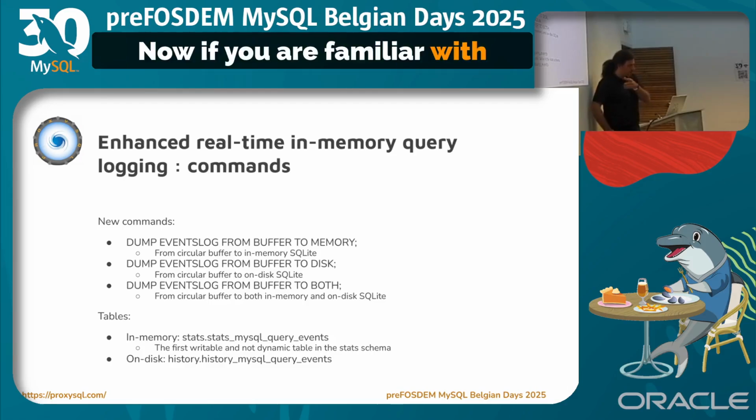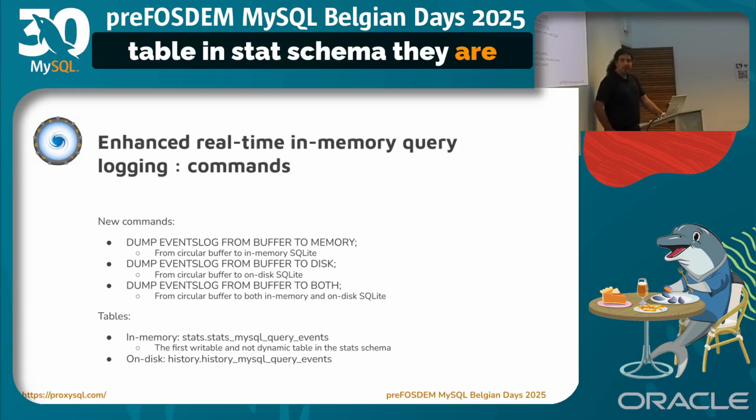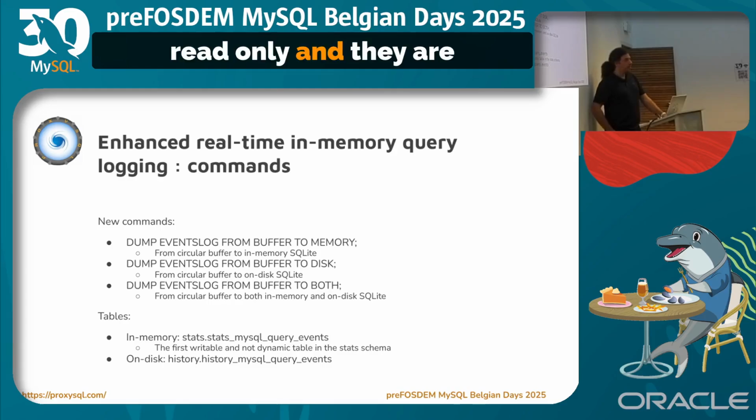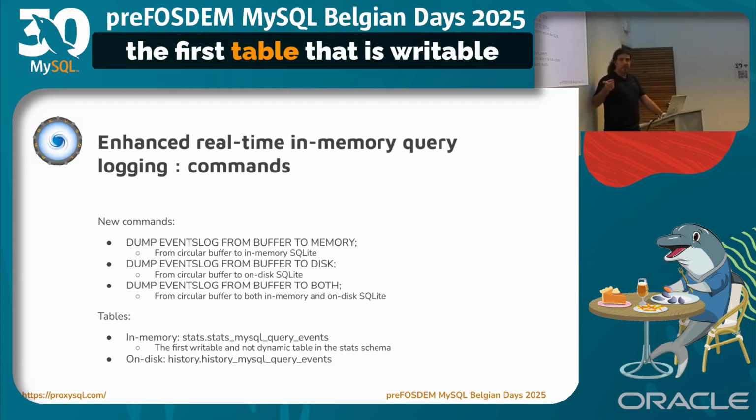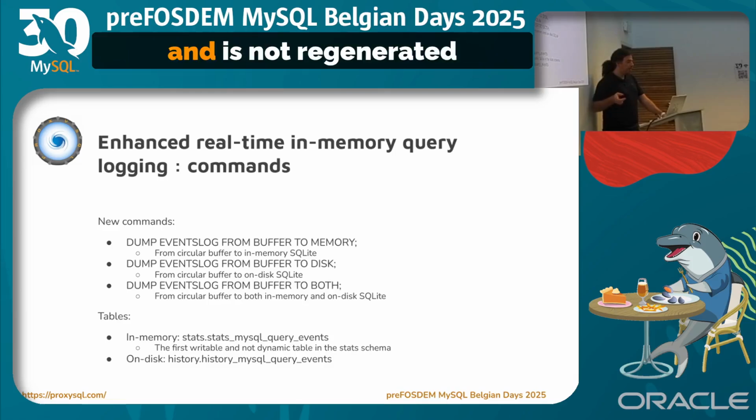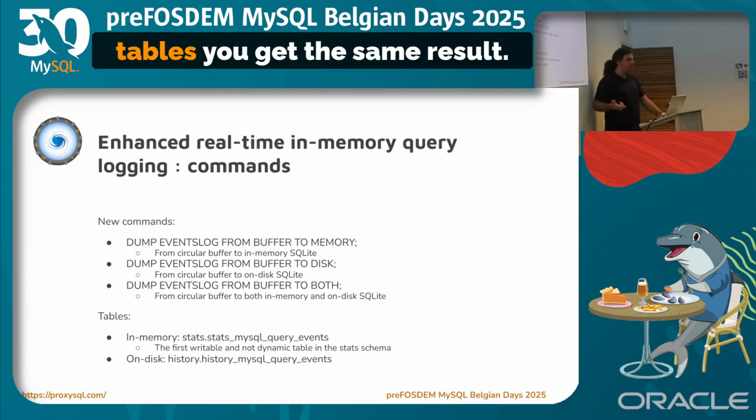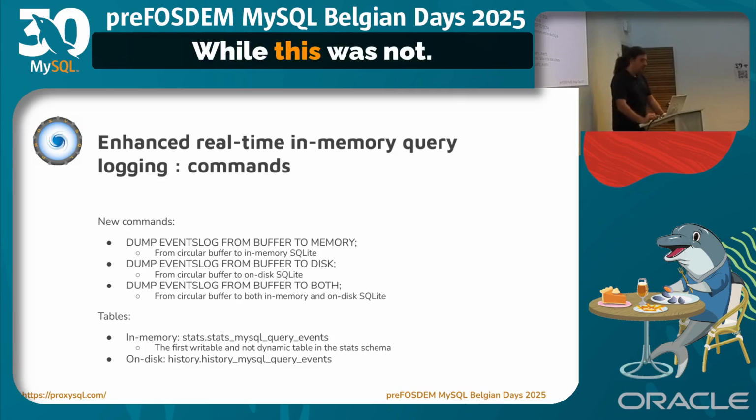Now, if you are familiar with ProxySQL, you know that all the tables in the stats schema are read-only, and they are automatically generated every time you query them. This is the first table that is writable, and thus is not regenerated automatically. So this means that if you run multiple queries against the same table, you get the same result. Well, this is not the case with any other stats table.